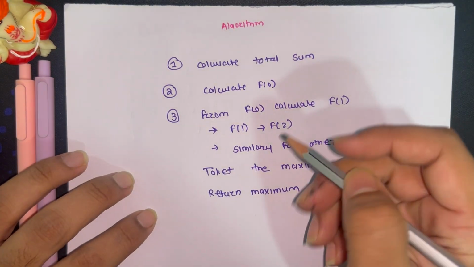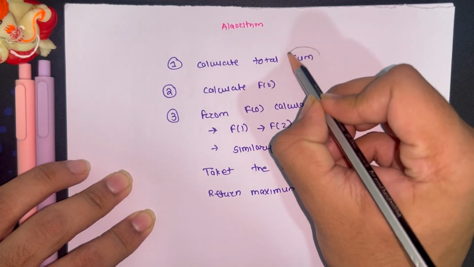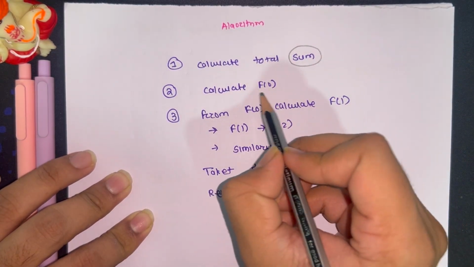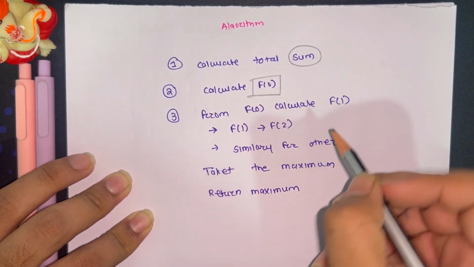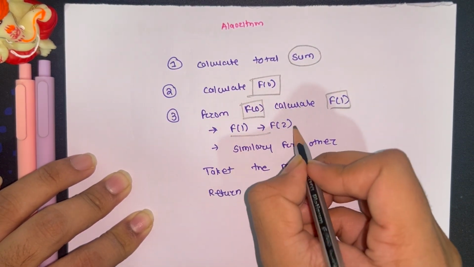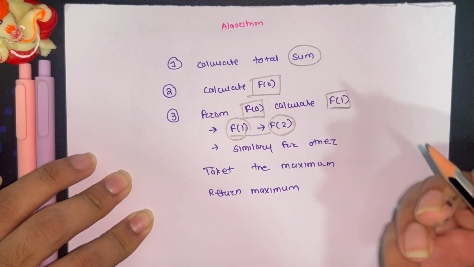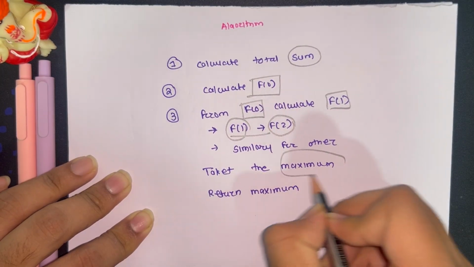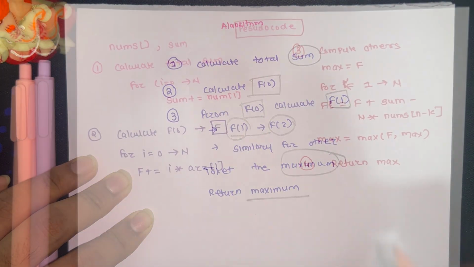So the algorithm is very simple. In the first step we'll calculate the sum. In the second step we'll calculate f of 0. In the third step, from f of 0 we'll calculate f of 1. Similarly for the next steps, f of 2 will be calculated using f of 1 using the formula. Take the maximum from all and return it.